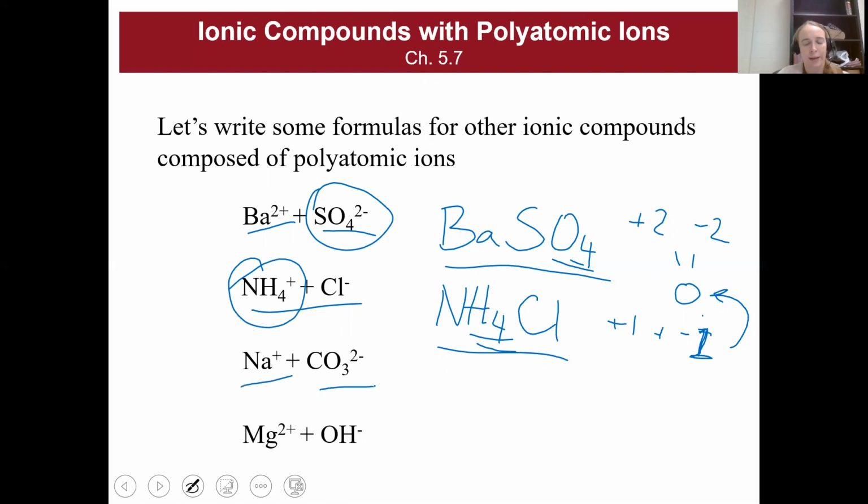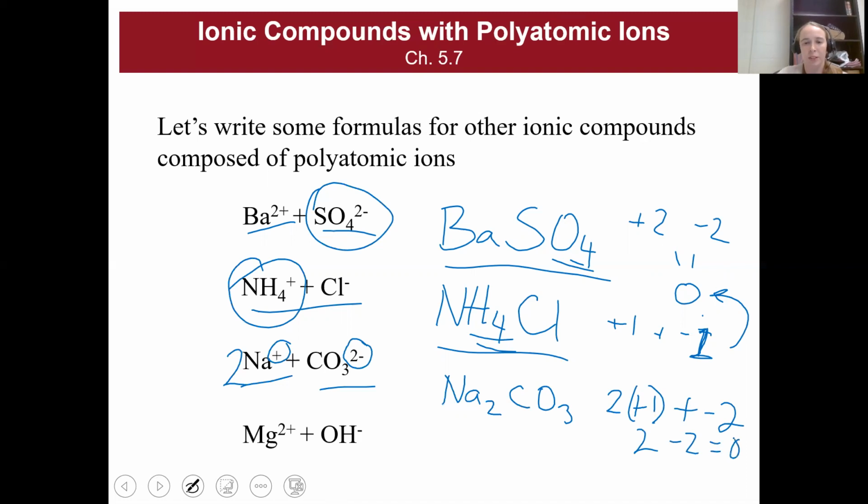We got sodium and carbonate. So carbonate has a -2 charge and sodium has a +1 charge. So we're going to need 2 of those. So we'll have sodium with a 2 and carbonate. So that means we have 2 times +1 and -2. So that's +2 -2 equals 0. Perfect. So you can do that with the little arrows if you want.